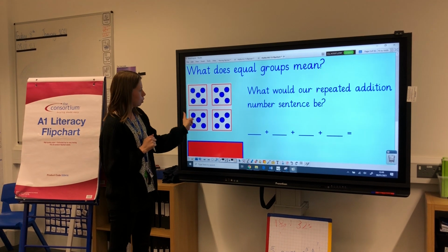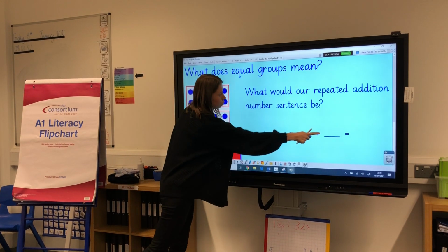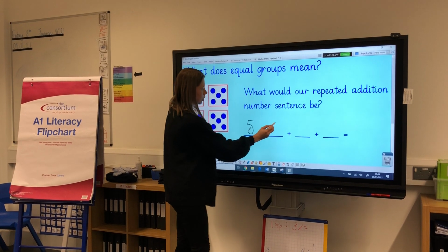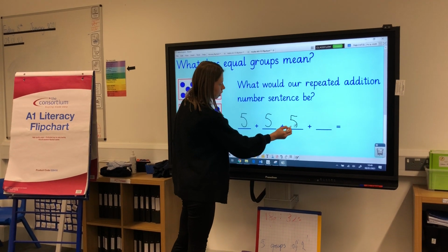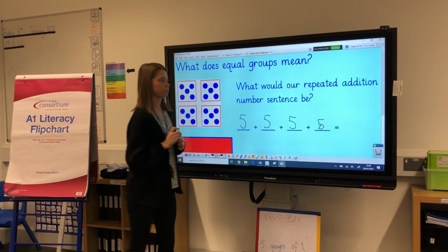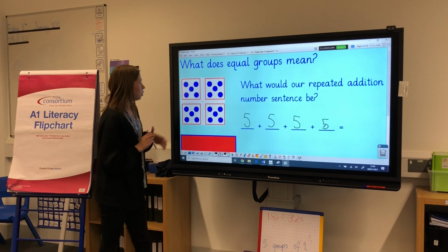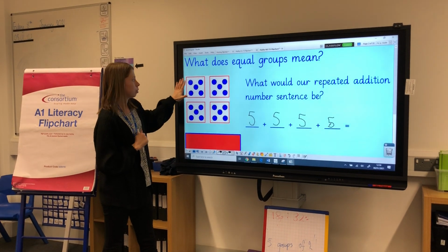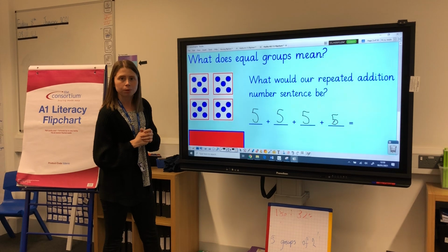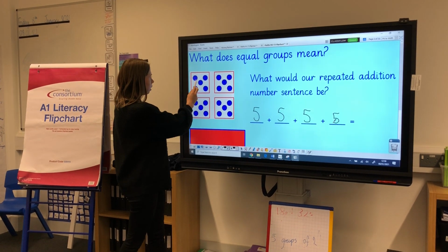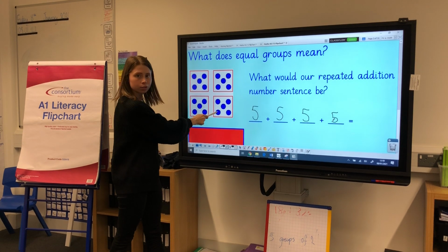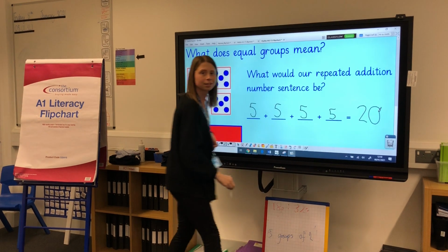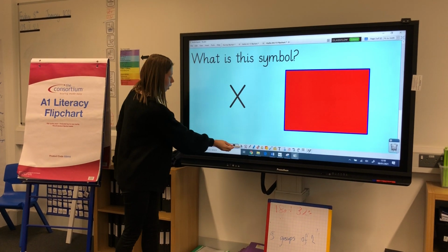So we've got 4 equal groups. So there's the spaces for my numbers. And we've got 5 in each group. So it's going to be 5 add 5 add 5 add 5. Now, what is my answer? You can use the groups over here to help you. And remember, we already know that there are 5 in each group, so we don't need to count them individually. We can count up in 5. So should we do it together? 5, 10, 15, 20. So the answer is 20.